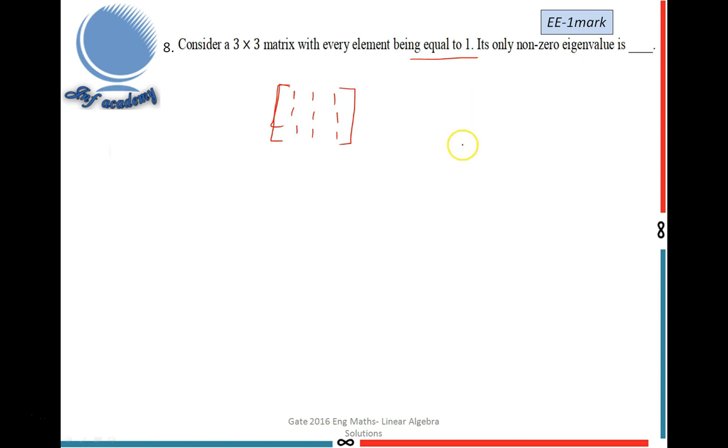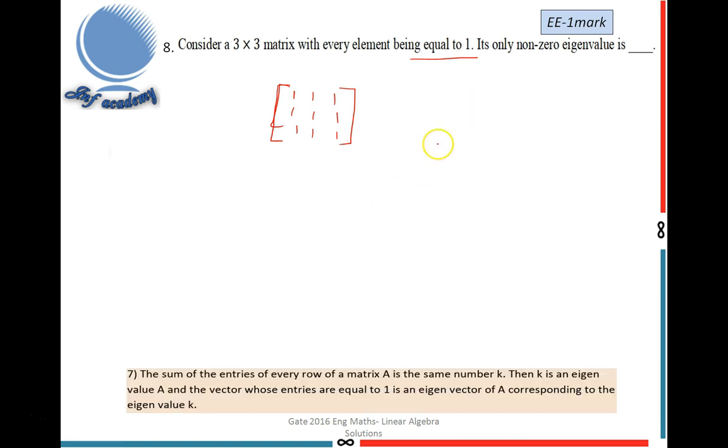Here I use one property. If the sum of the entries of every row of a matrix A is the same number k, then k is an eigenvalue of A, and the vector 1, 1, 1 is an eigenvector corresponding to that eigenvalue k.